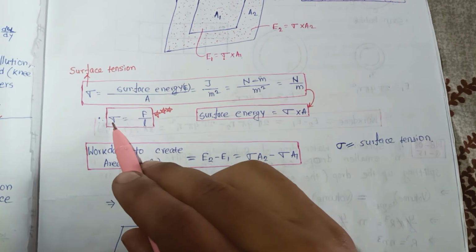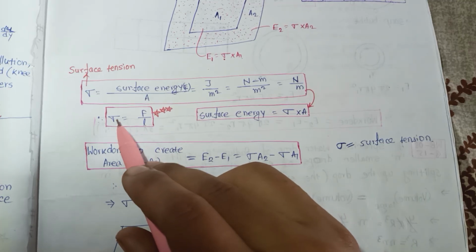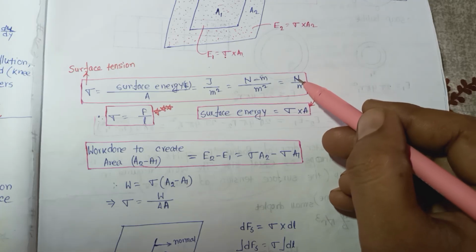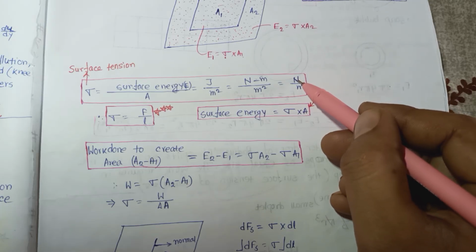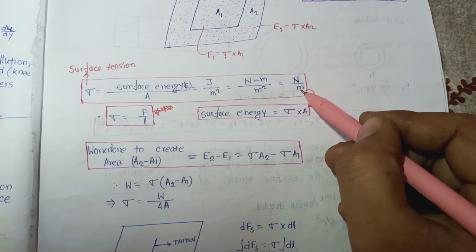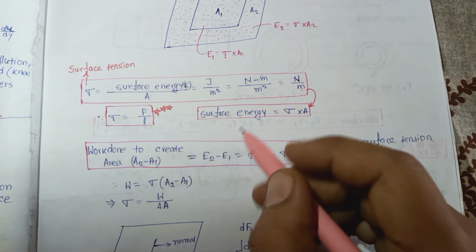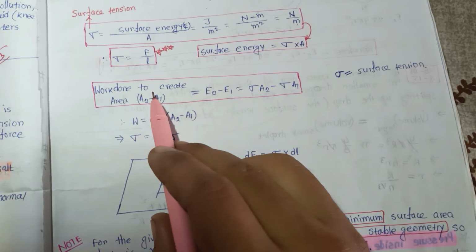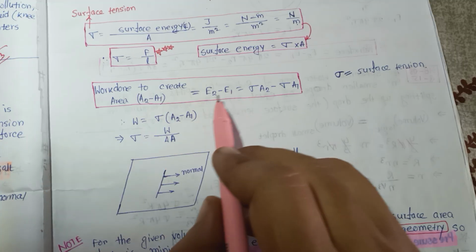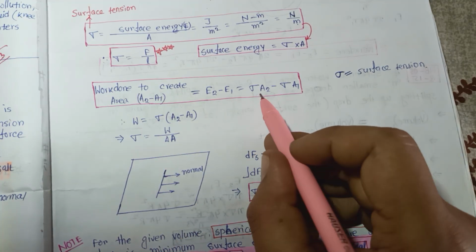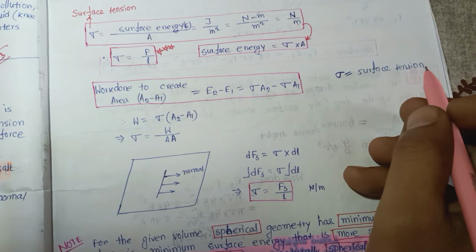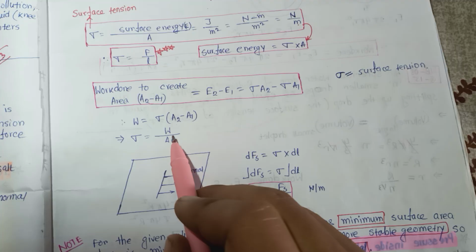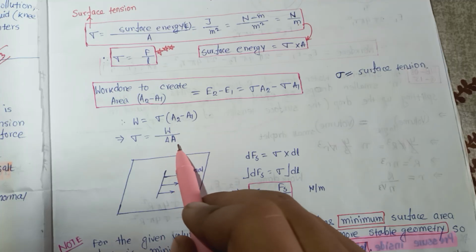So surface tension sigma is equal to F by L, because here the unit is Newton, a force unit, and this is meter, a distance unit. Surface energy is sigma into area. What is the work done to create the area A2 minus A1? That is E2 minus E1, equal to sigma A2 minus sigma A1. Sigma is the surface tension, so W is equal to sigma into (A2 minus A1). So sigma is equal to W by delta A.